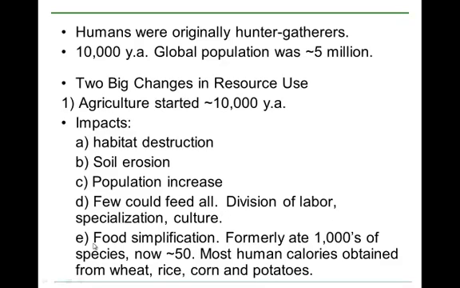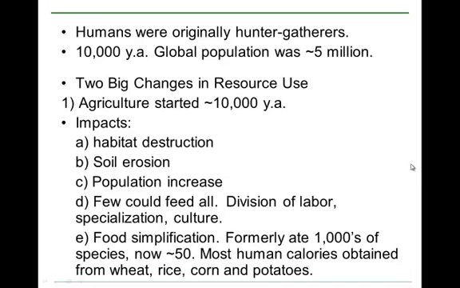Another result, and not an altogether positive one, is diet or food simplification. As hunter-gatherers, we ate thousands of different species. Now we primarily eat around 50, and most human calories are obtained from just a handful, from these 4 species: wheat, rice, corn, and potatoes.